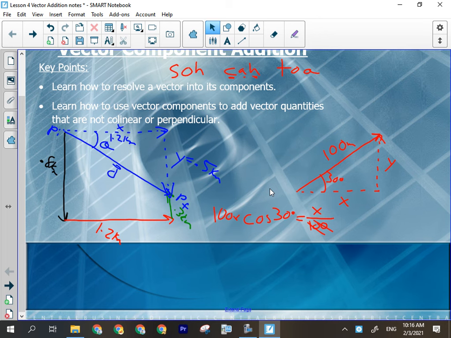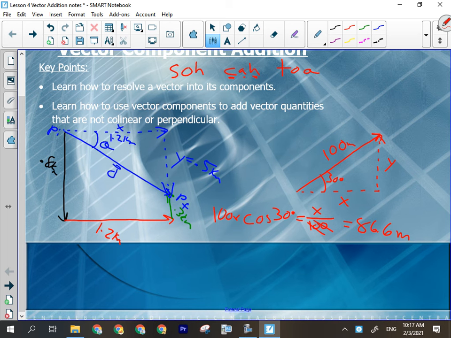Okay, so if I just go cos of 30 and multiply that by 100, I'm going to get 86.60, and I want to keep all my decimals in here. So 86.6, and that's going to be meters. That's going to be x.